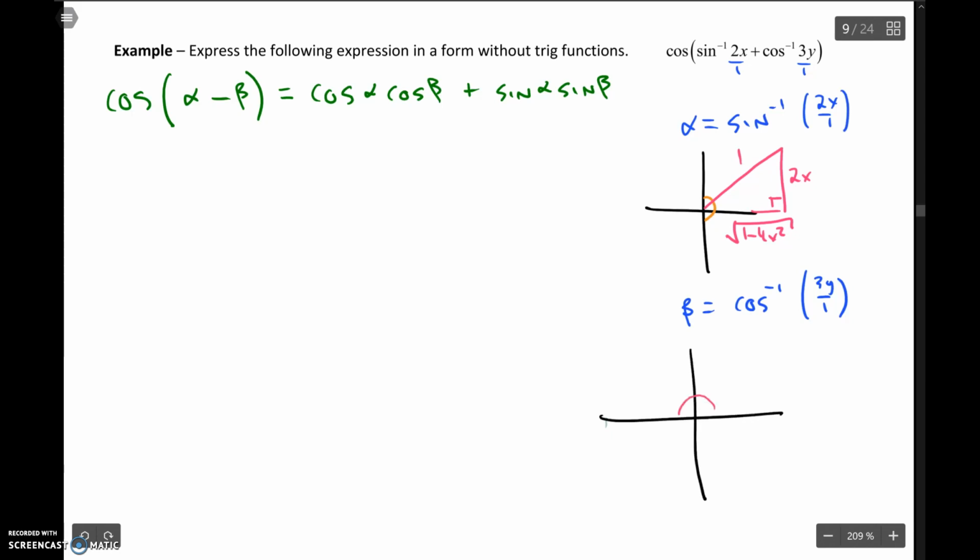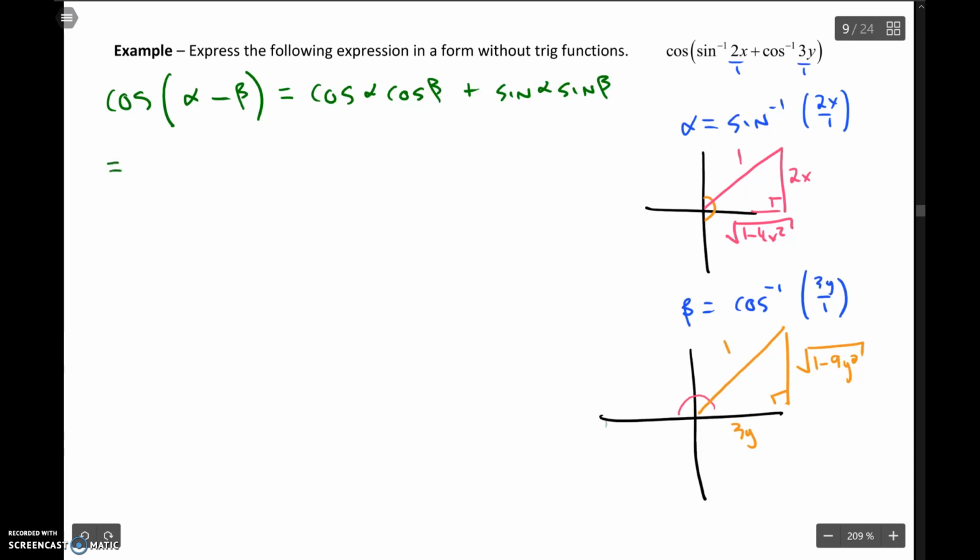Inverse cosine, these two quadrants, again, don't worry about it. Just put it in the first quadrant, not a big deal. Cosine is 3y over 1. This is going to be the square root of 1 minus 9y squared. Again, do the Pythagorean theorem if you need to. All right, we're ready to get our answer.